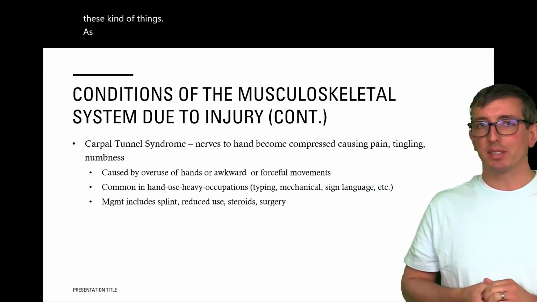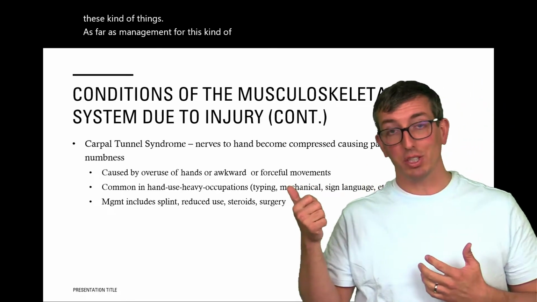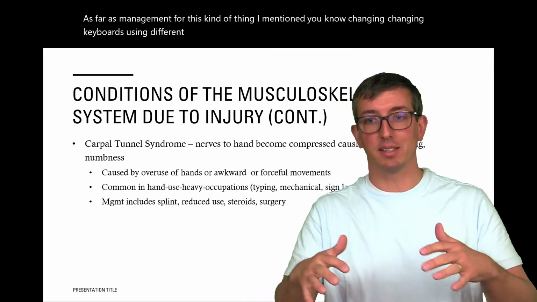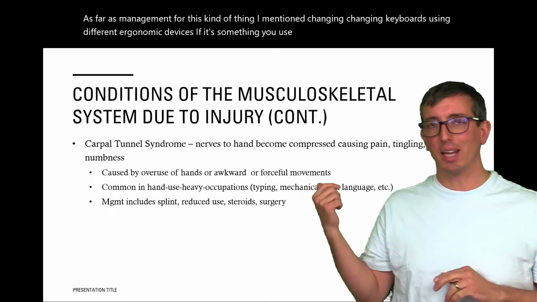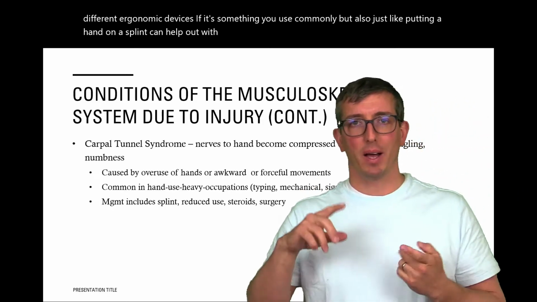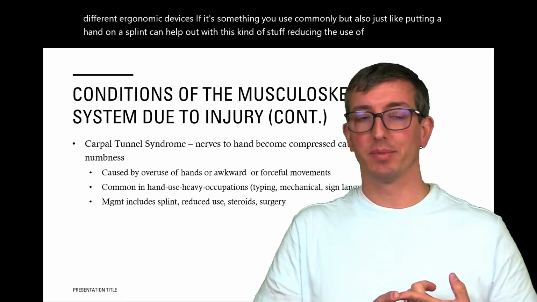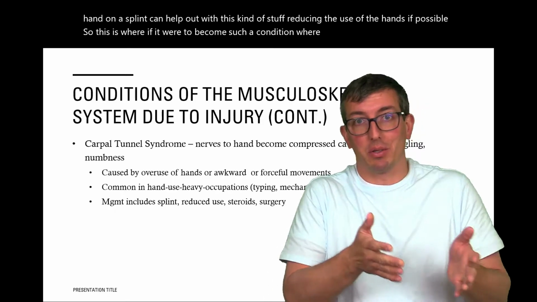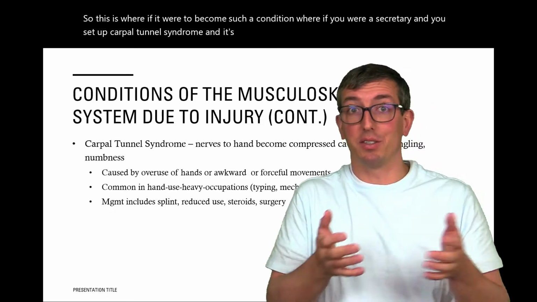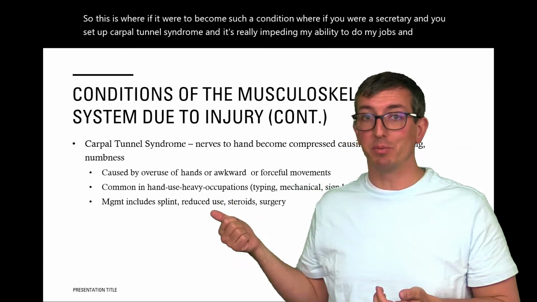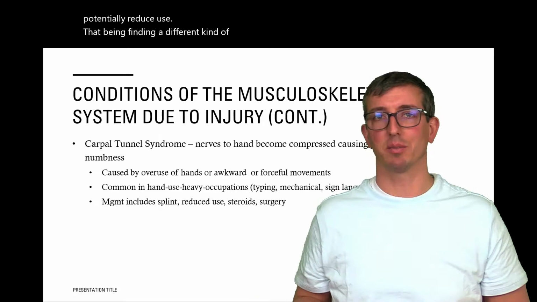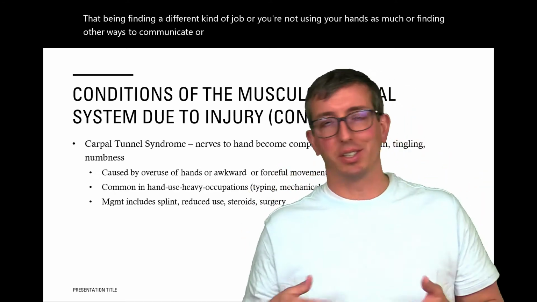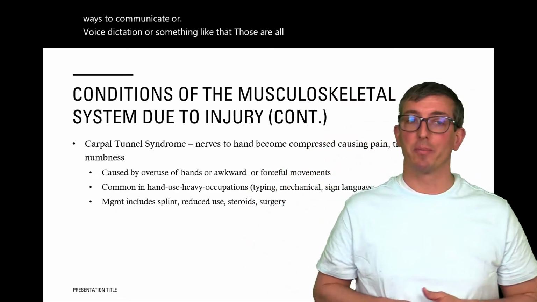As far as management, I mentioned changing keyboards and using different ergonomic devices if it's something you use commonly, but also putting a hand in a splint can help. Reducing the use of the hands if possible. If it were to become such a condition that, say, a secretary says I have carpal tunnel syndrome and it's really impeding my ability to do my job, then reduced use might mean finding a different kind of job where you're not using your hands as much, or finding other ways to communicate, like voice dictation. Those are all other options to help out with that.